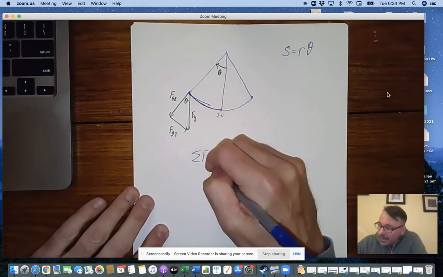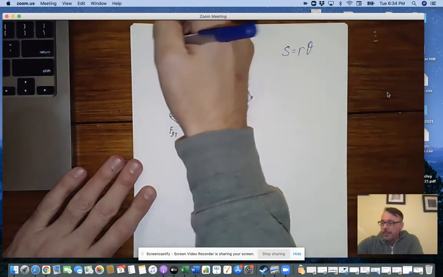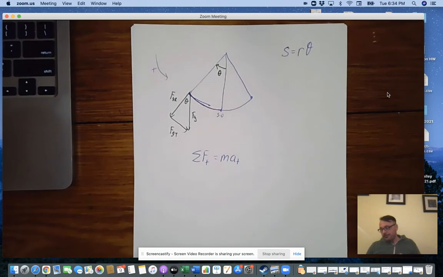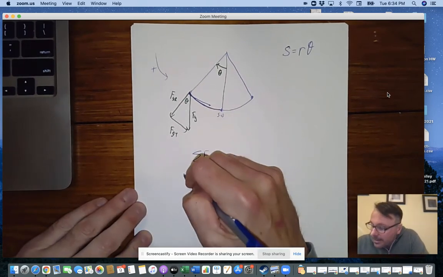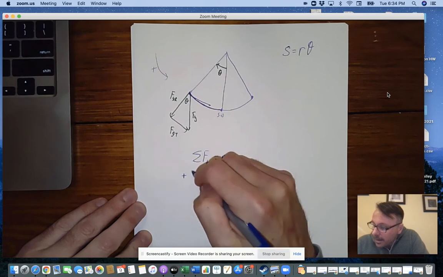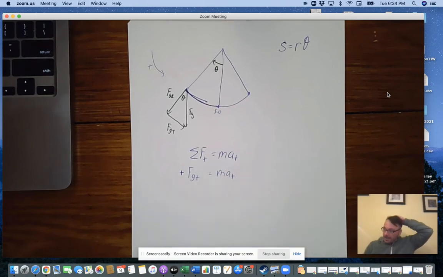So here, what do I have? Sum of forces in the tangent is equal to m a_t, right? Let's say I'm making this way positive along the tangent. Okay, so that would mean that this plus F_gT is equal to m a_t, okay? Everyone good so far? All right, that has a really weird implication that we'll get into later. It's not going to be important for this part of the problem.